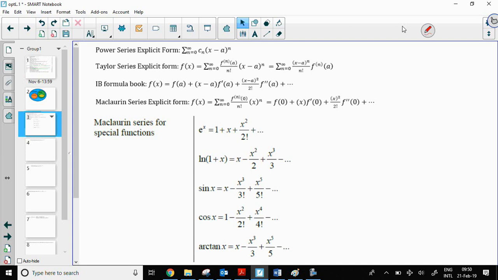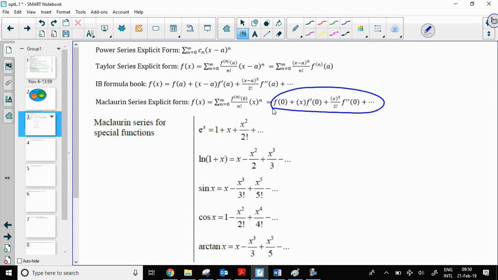So you are given 5 Maclaurin series for special functions. Let's just look at, I think, the simplest one of them, e to the power of x, and let's just see how that makes sense using the definition for Maclaurin series. So if our function is e to the x, what is f of 0? f of 0 is just e to the power of 0, which is 1. What's the derivative of e to the x? Oh, the derivative of e to the x is just e to the x.